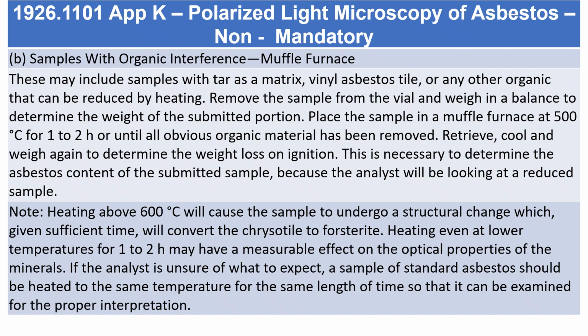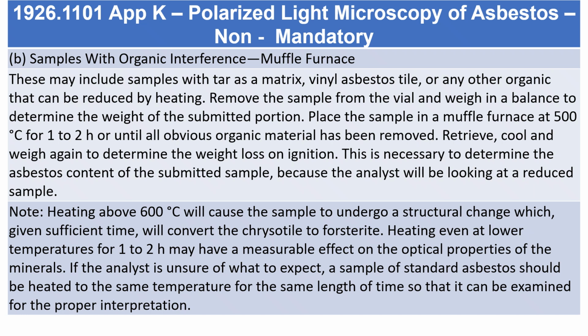B. Samples with organic interference, muffle furnace. These may include samples with tar as a matrix, vinyl asbestos tile, or any other organic that can be reduced by heating. Remove the sample from the vial and weigh in a balance to determine the weight of the submitted portion. Place the sample in a muffle furnace at 500 degrees Celsius for 1 to 2 hours or until all obvious organic material has been removed. Retrieve, cool and weigh again to determine the weight loss on ignition. This is necessary to determine the asbestos content of the submitted sample, because the analyst will be looking at a reduced sample.